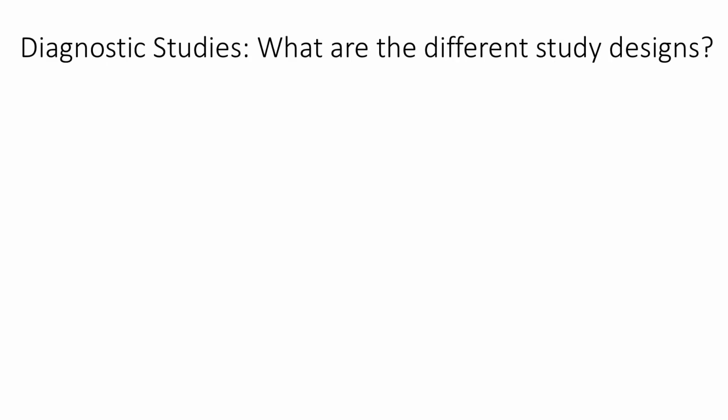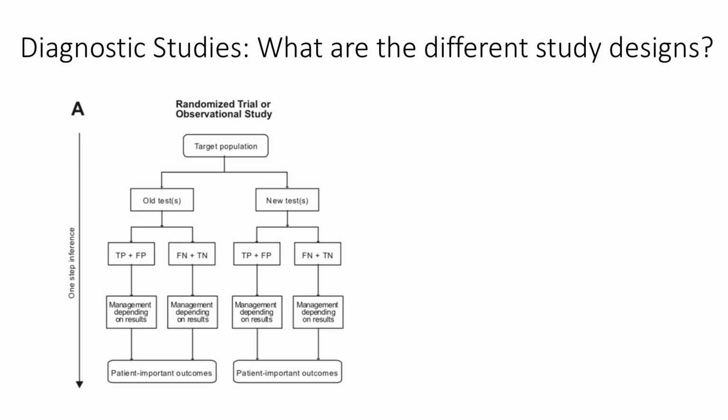So what are the different types of study designs in diagnostic testing? There are two generic ways to evaluate the impact of a test or diagnostic strategy. The first is that of a randomized controlled trial or observational study. In this case, a target population is randomized either to receive the old test or the new test. Depending on whether the test is positive or negative, the patients are treated accordingly, and patient-important outcomes are then followed. One can now compare the outcomes between the two arms of the study. This is a systematic observation.